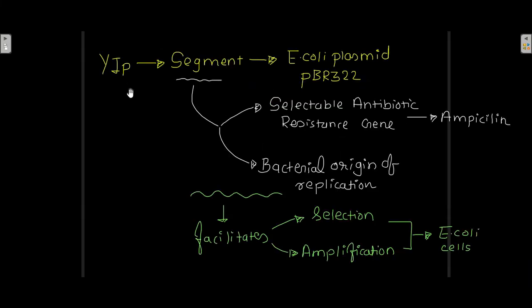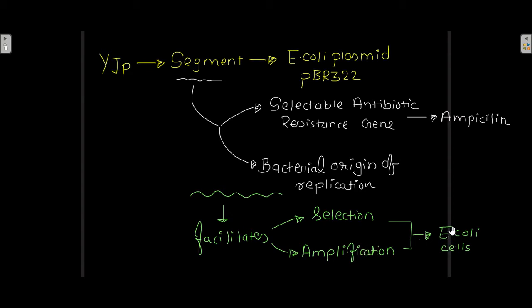Now this YIP contains a segment of E. coli plasmid PBR322. This segment of E. coli plasmid PBR322 then provides the selectable antibiotic resistance gene for ampicillin and a bacterial origin of replication. Because of the presence of this, the YIP is capable of doing selection and amplification in E. coli cells.